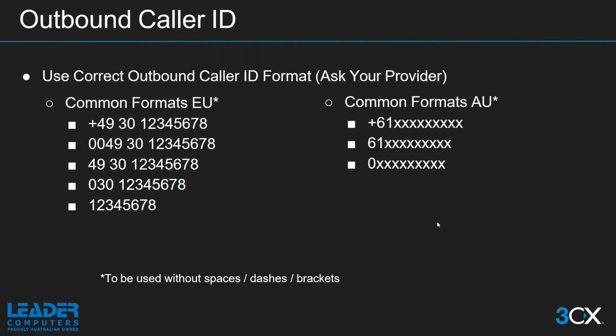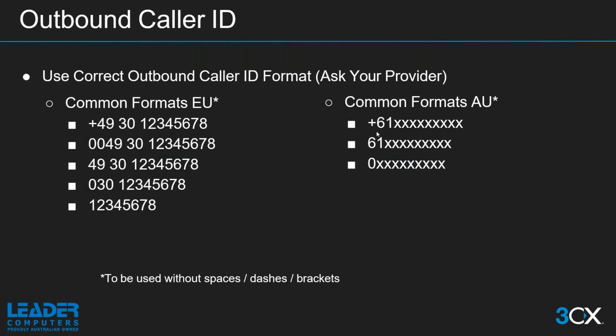And for the correct format of the outbound caller ID, ask your provider, because each provider follows a different set of rules. Some providers might expect or send out numbers in the +61 format. Some providers send the numbers in 61 format, and some use the 04, 03 or 08 format. So you need to always confirm with your provider what format they use, and enter the number in that exact pattern in your 3CX.